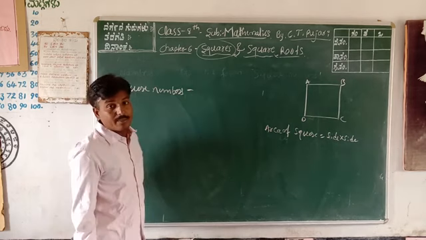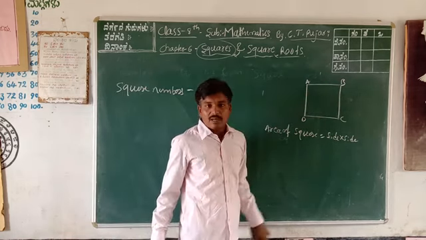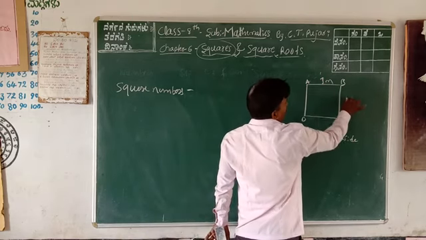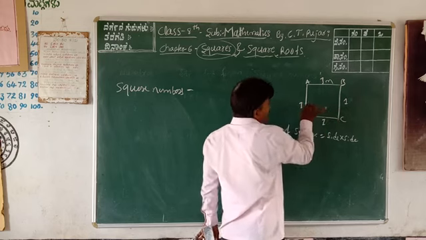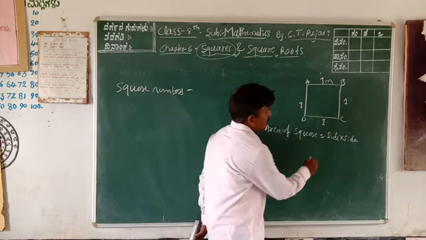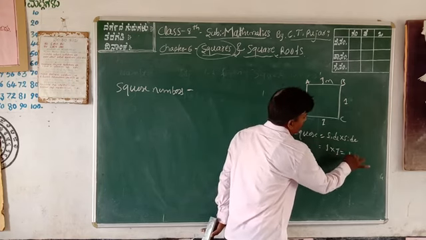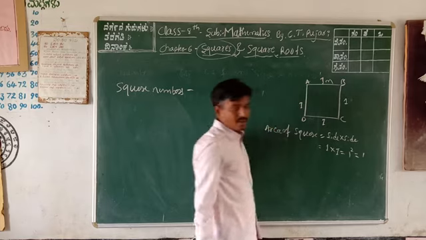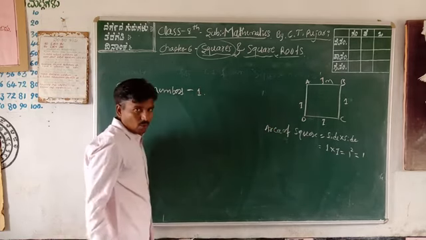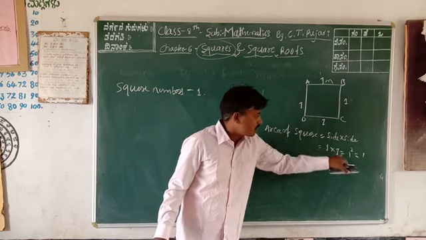How do we write the square numbers? In a square, all sides are equal. Consider all sides are 1 meter. What is the area of this square? The area is equal to side into side, which is 1 into 1. Therefore, 1 squared is equal to 1. So 1 is also a square number, because all sides are 1.